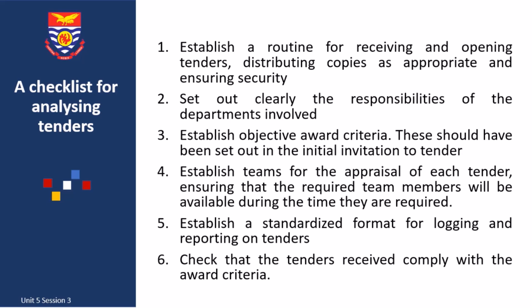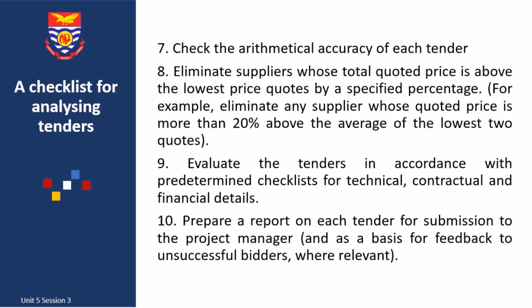6. We check that the tenders received comply with the award criteria. Remember, we already established these criteria in the invitation to tender document, so the suppliers are aware of the criteria. So we need to know what is in their document, and whatever is in the document must comply with the award criteria. 7. You should check the arithmetical accuracy of each tender. It's not that you are saying your unit price is 5 cedis and the total quantity you are supplying is 10, and then when we add everything we are getting 100,000. I mean, where is that figure coming from? So you need to check the accuracy of these arithmetics.